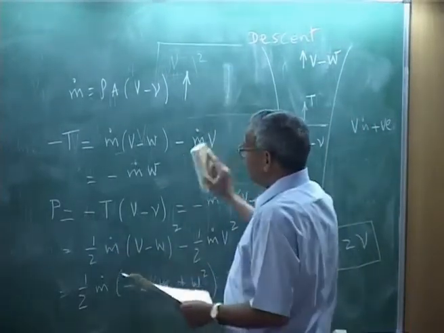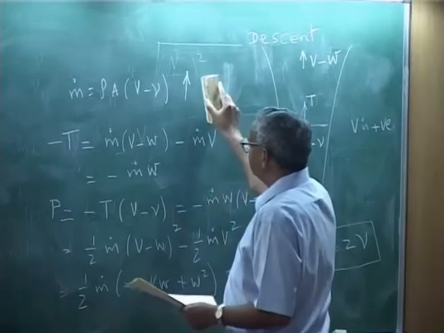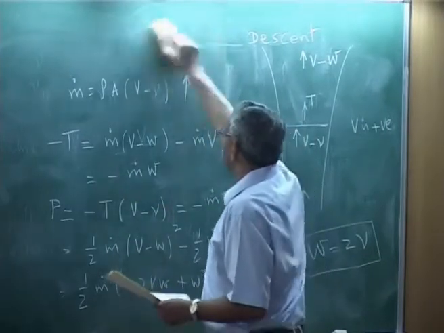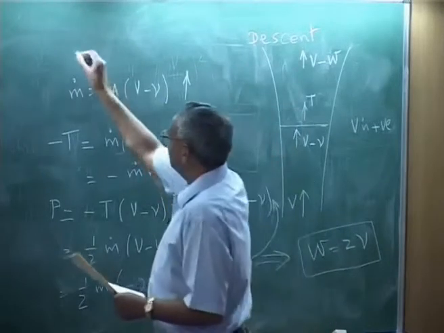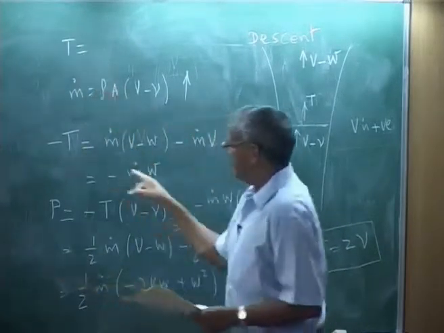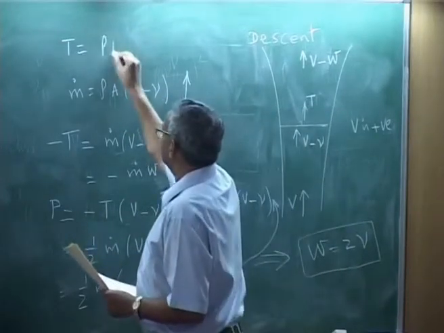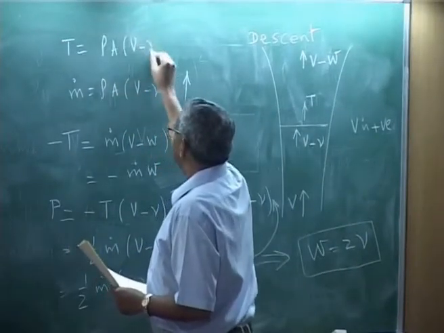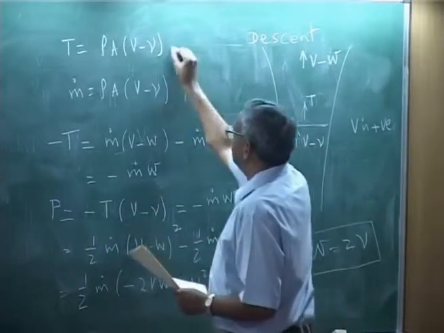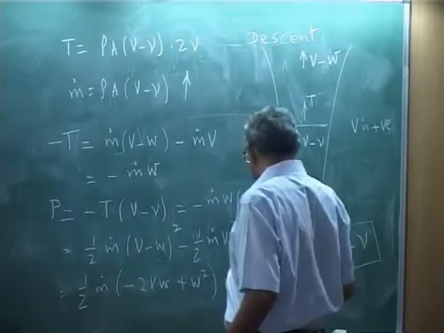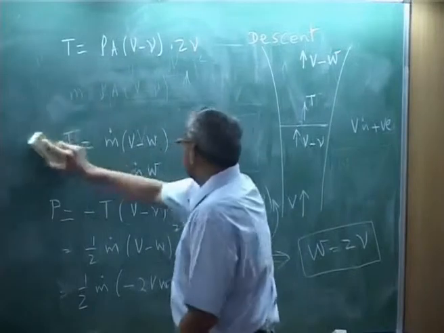Okay. But what is my T? T is, maybe I, can I erase? Okay. My thrust is, because from here m dot W, m dot is given here. So, rho A V minus nu, W is 2 nu into 2 nu. Okay. So, now I will erase all this part.